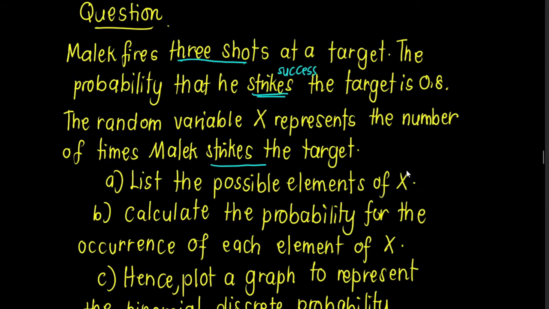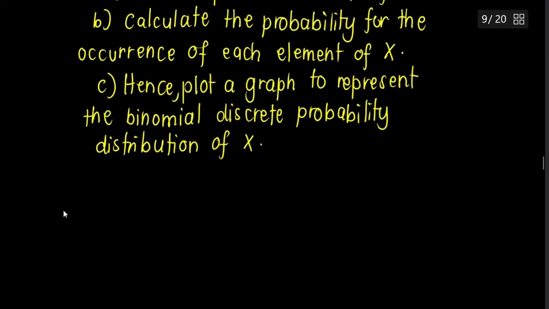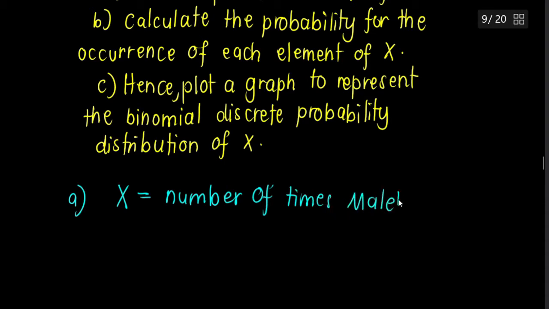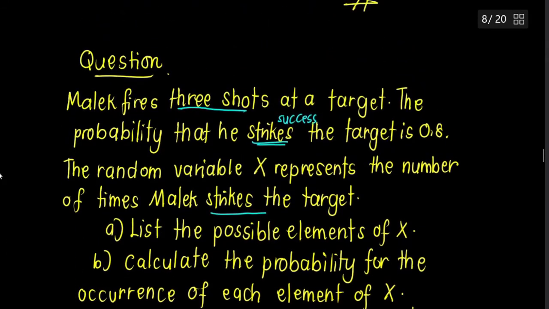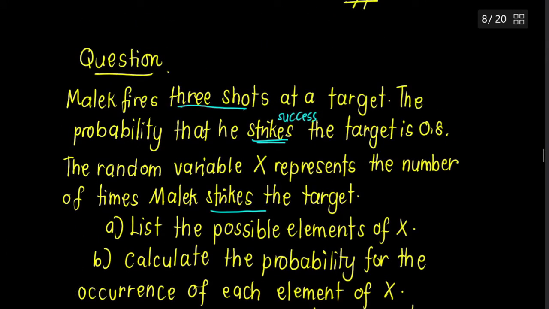Okay, this question is always 1 mark only. Now, how are you going to list? Very easy. First, x, you already know, is what? Number of times Malik strikes. Strikes means he hits the target. Okay, number of times Malik strikes the target. Now, total how many times he shot? Total he shot 3 times, right?